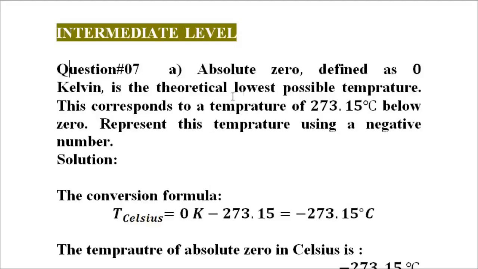New Syllabus Mathematics Book 1, updated 7th edition, Chapter number 2, Exercise 2a, Question number 7. Absolute zero, defined as 0 Kelvin, is the theoretical lowest possible temperature. This corresponds to a temperature of 273.15 degrees Celsius below zero. Represent this temperature using a negative number.